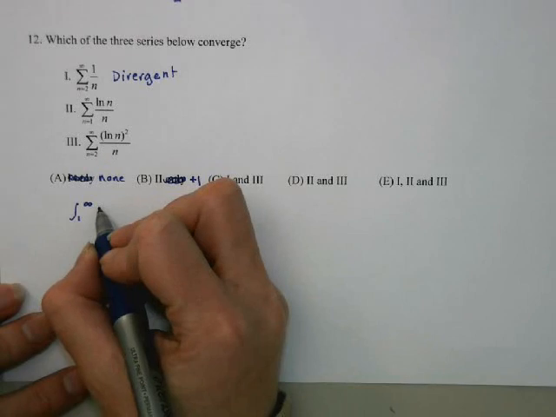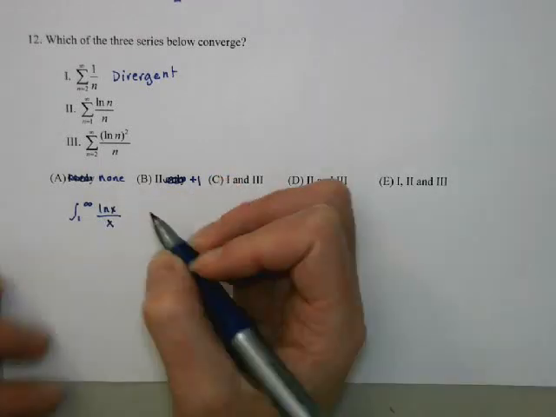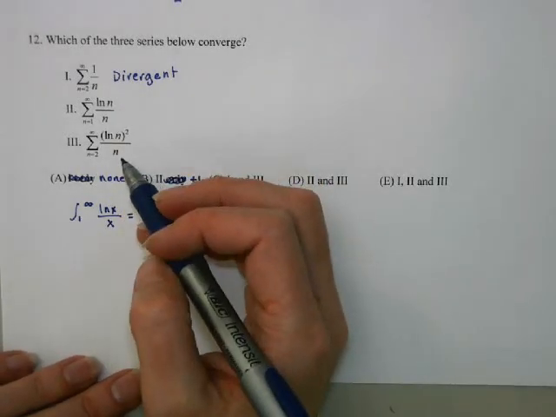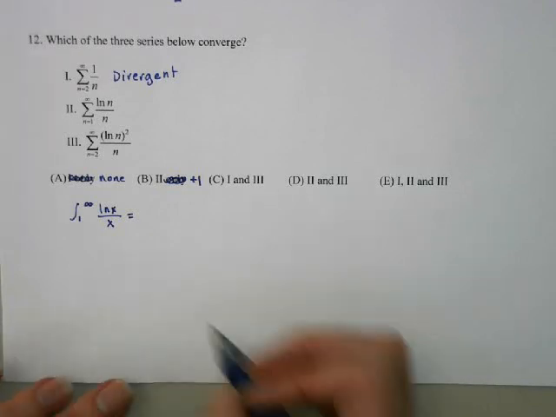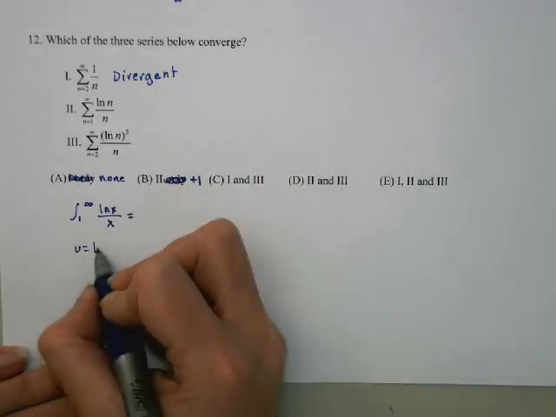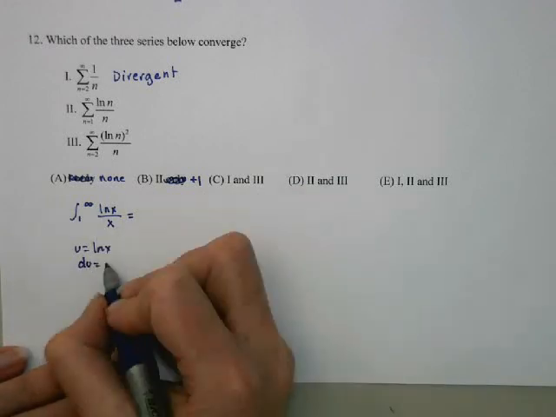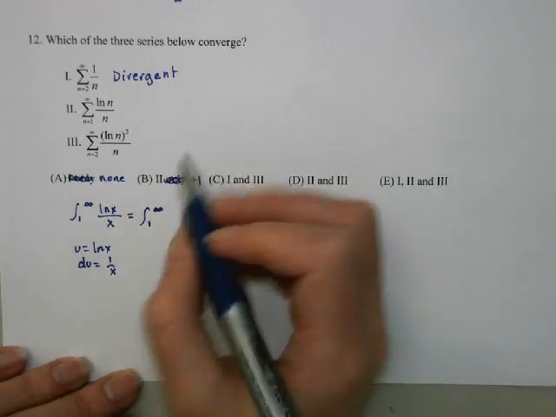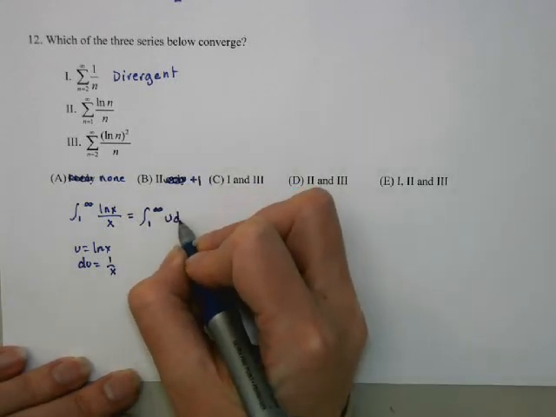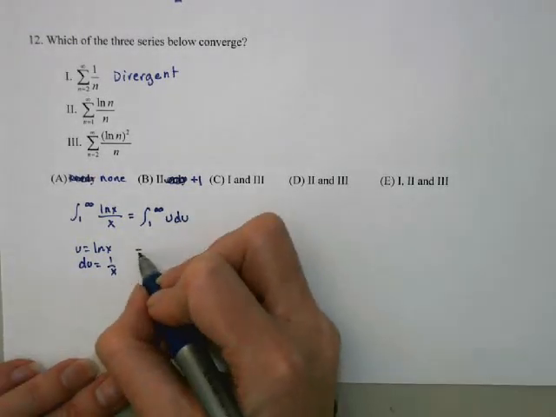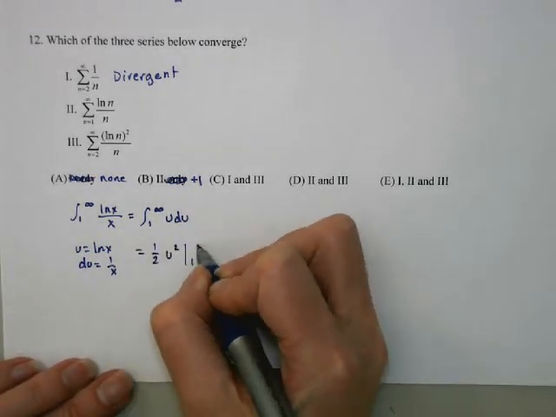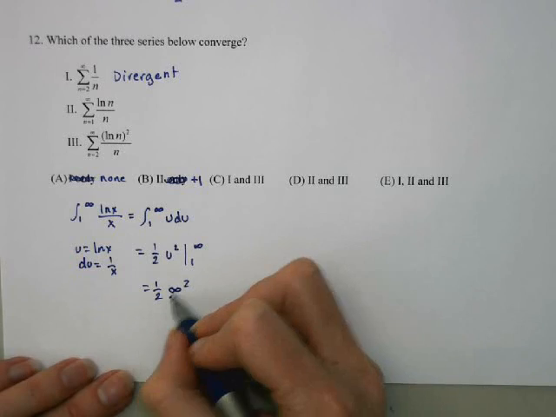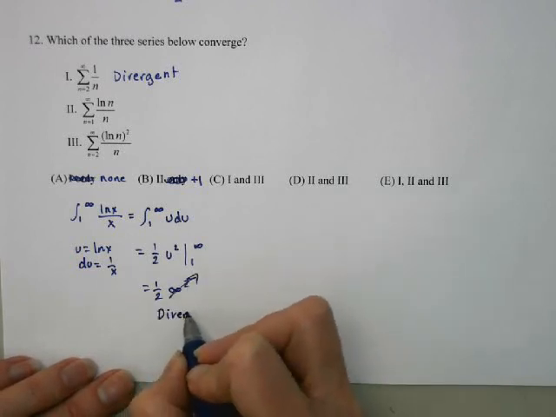Since this is a multiple choice, and this will be the case with a lot of the series ones, you're not actually going to have to show the test, you just have to be able to do the test. So I'm going to let u equal natural log of x, which means du equals 1 over x. So this is now the integral from 1 to infinity of u du, which is 1/2 u squared from 1 to infinity. Well, if I plug in infinity here, this is going to diverge.